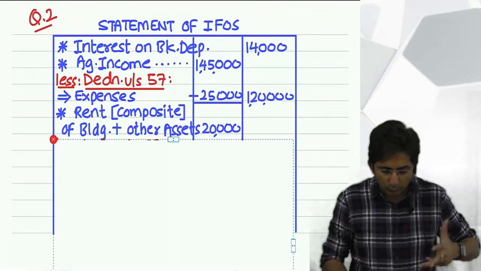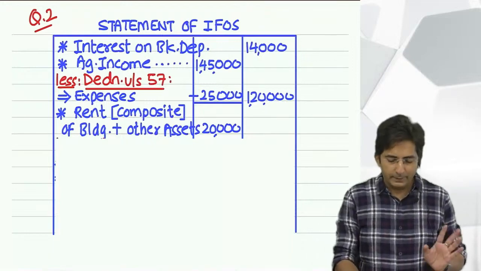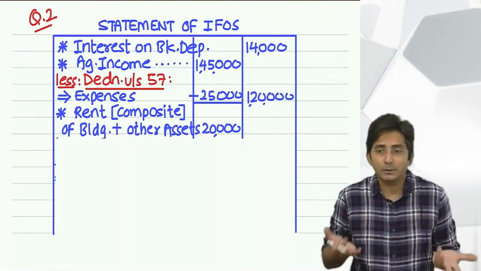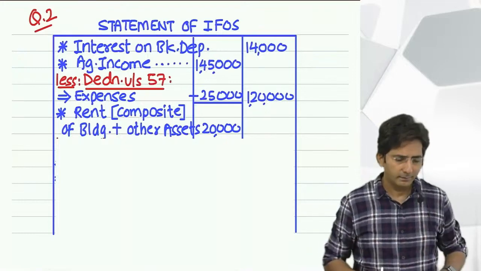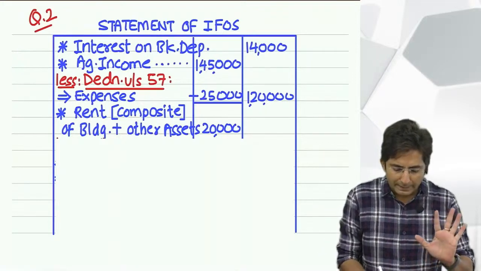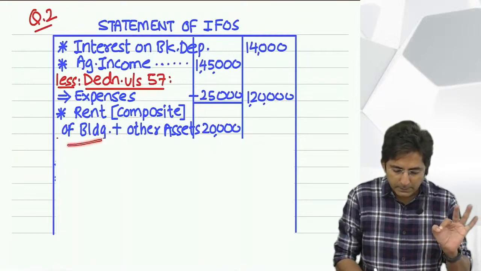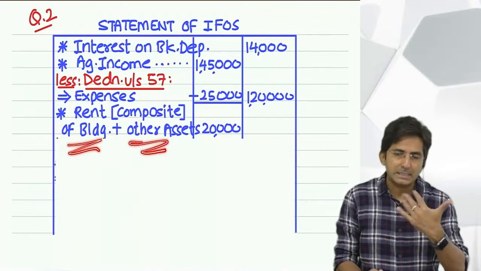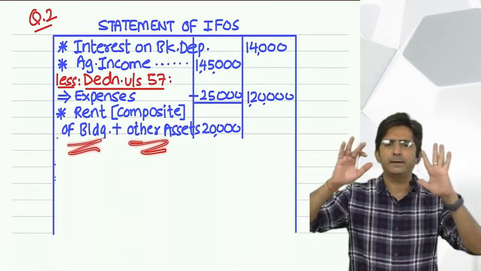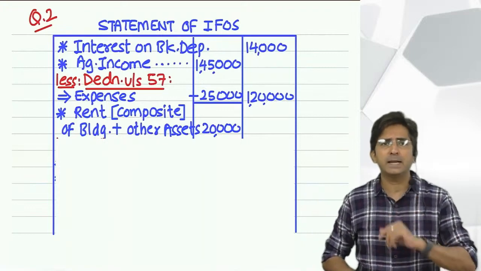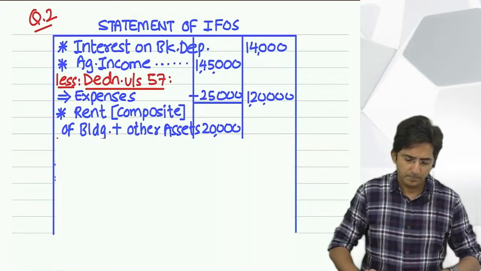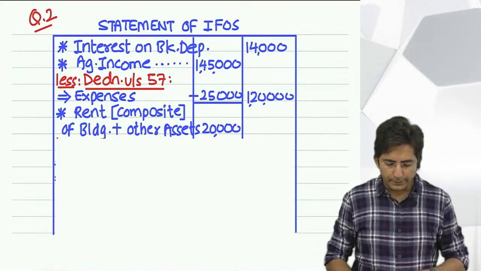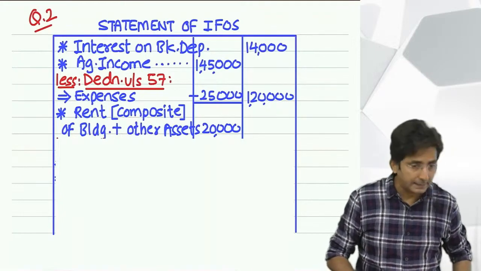It's better you write the word composite. See, even if you miss the word composite, it's okay. But since you know it's a composite rent, it's better you write. See, actually you can write like this, composite rent of building plus other asset. I have written the word composite in the bracket, but you can start like this only. Composite rent of building plus other assets.